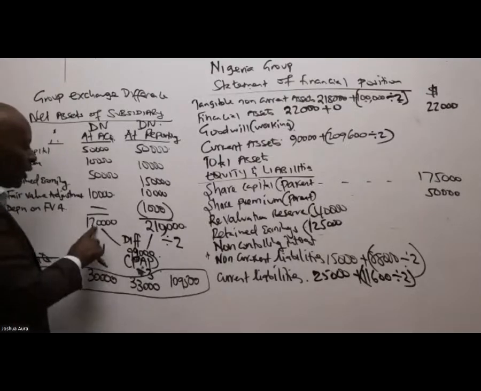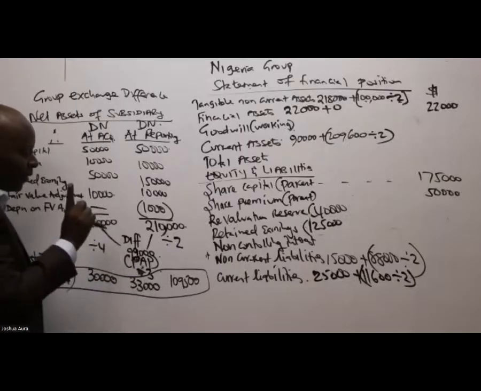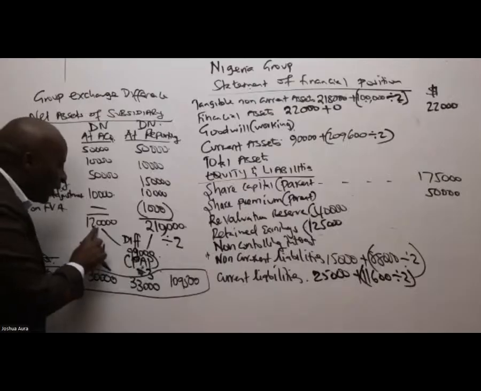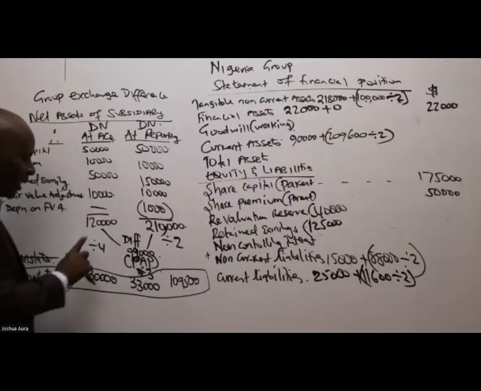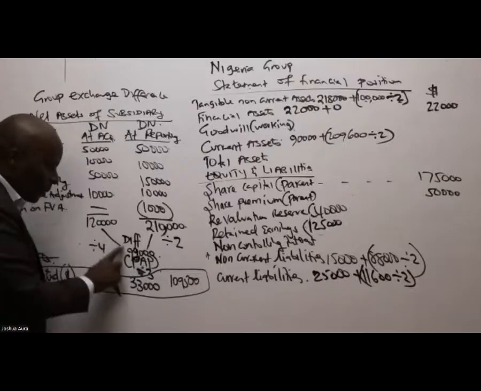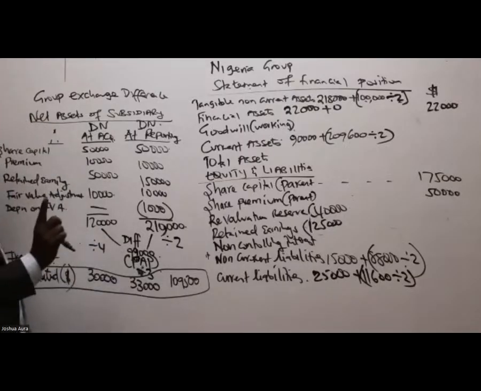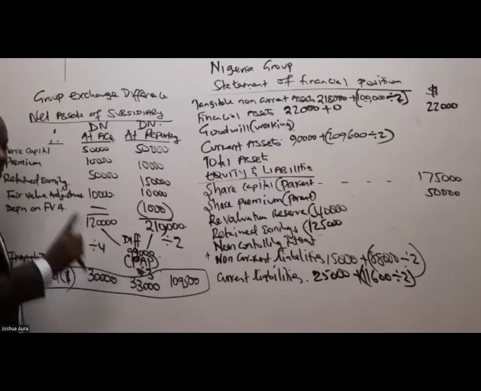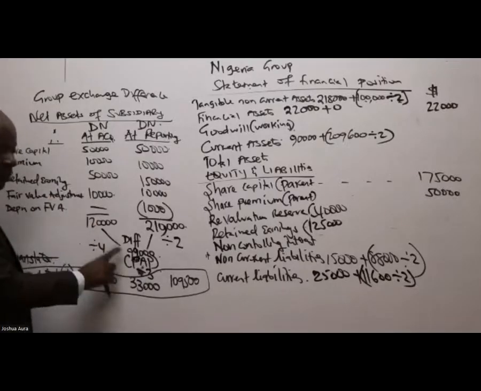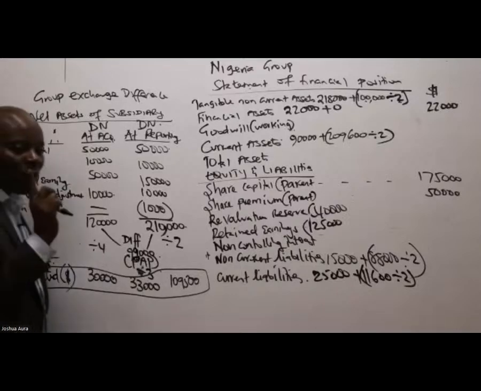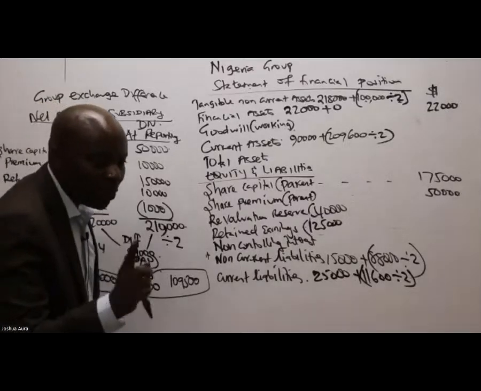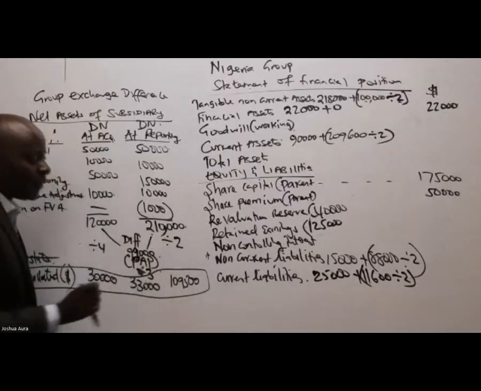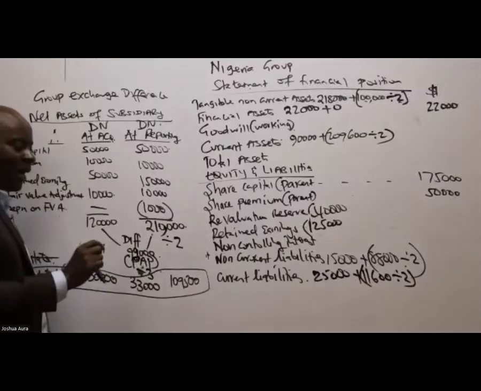When you take 120,000 plus 99,000, can somebody please add this and this? 120,000 plus 99,000 gives me what? Somebody. It gives me 219,000, which happens to be the closing figure here. So there is a perfect match.